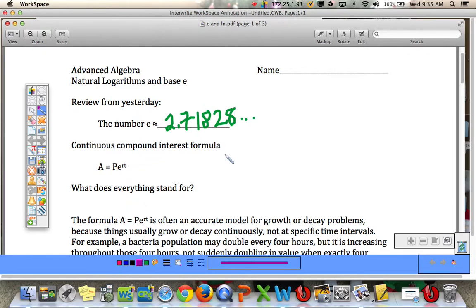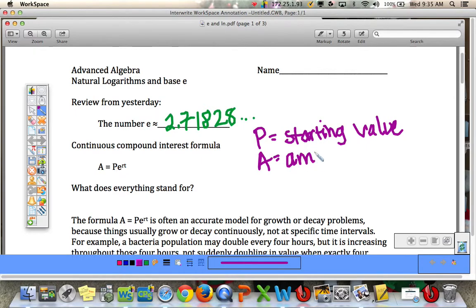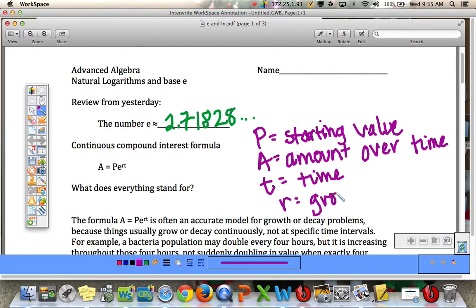A equals PE to the RT. Here's what everything stands for. P is your starting value. It's called P. We think of principal and money, so it's your starting value. A is your amount over time, where T is time, and R is your growth rate. In the A PERT problems, you don't need to add 1 to your rate if it's growing. You just put in the rate.